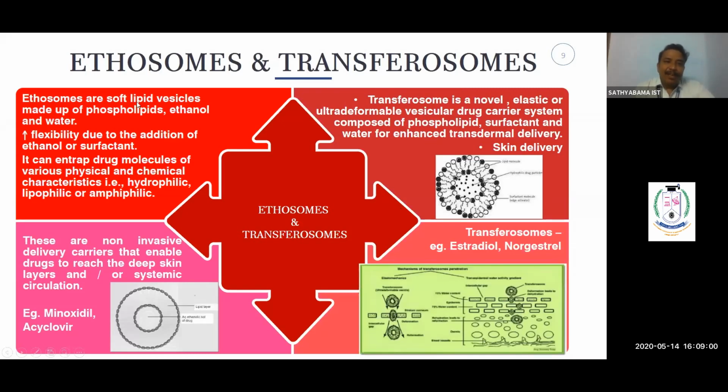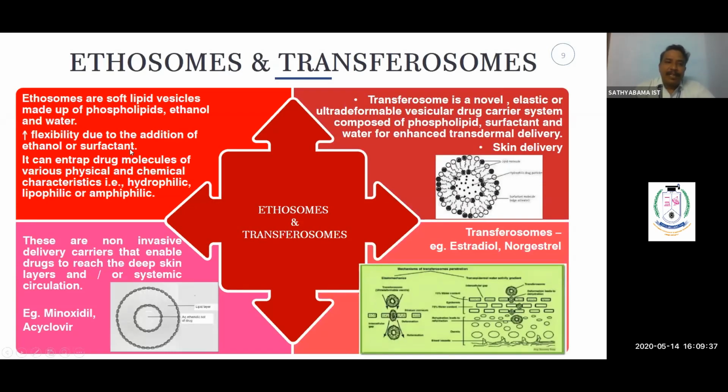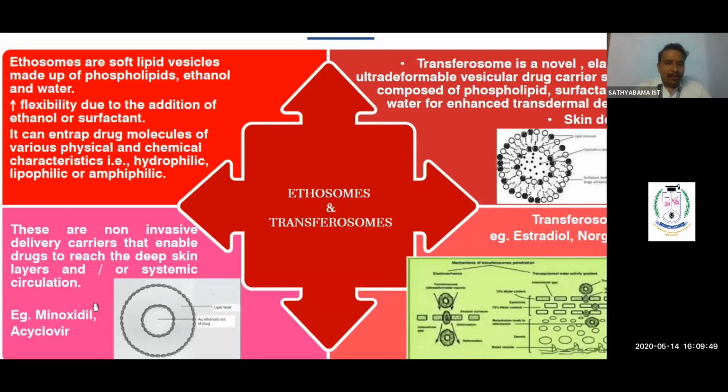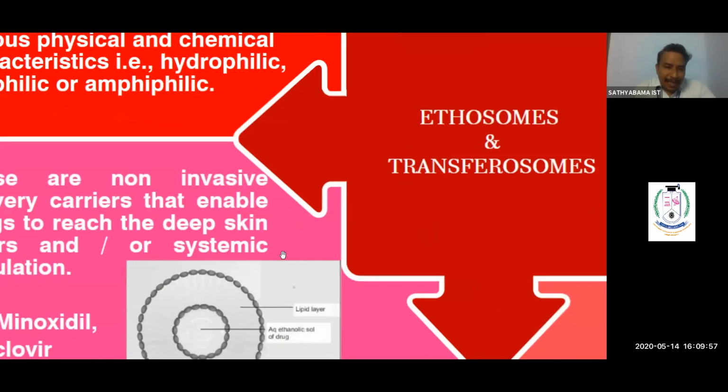Ethosomes are again a combination of ethanol along with other components. Basically, they can be hydrophilic, lipophilic, or amphiphilic. They can have both kinds of property, and they have higher flexibility because of the addition of ethanol or surfactant. Previously, in the case of niosomes, we were considering only the surfactant, but in the case of ethosomes, as they have ethanol present inside, they have much more flexibility. So this is how the evolution of each of these carriers has been happening. And coming to this particular structure, we can see that it has a lipid layer, and an aqueous ethanol solution of the drug can be stored inside it.